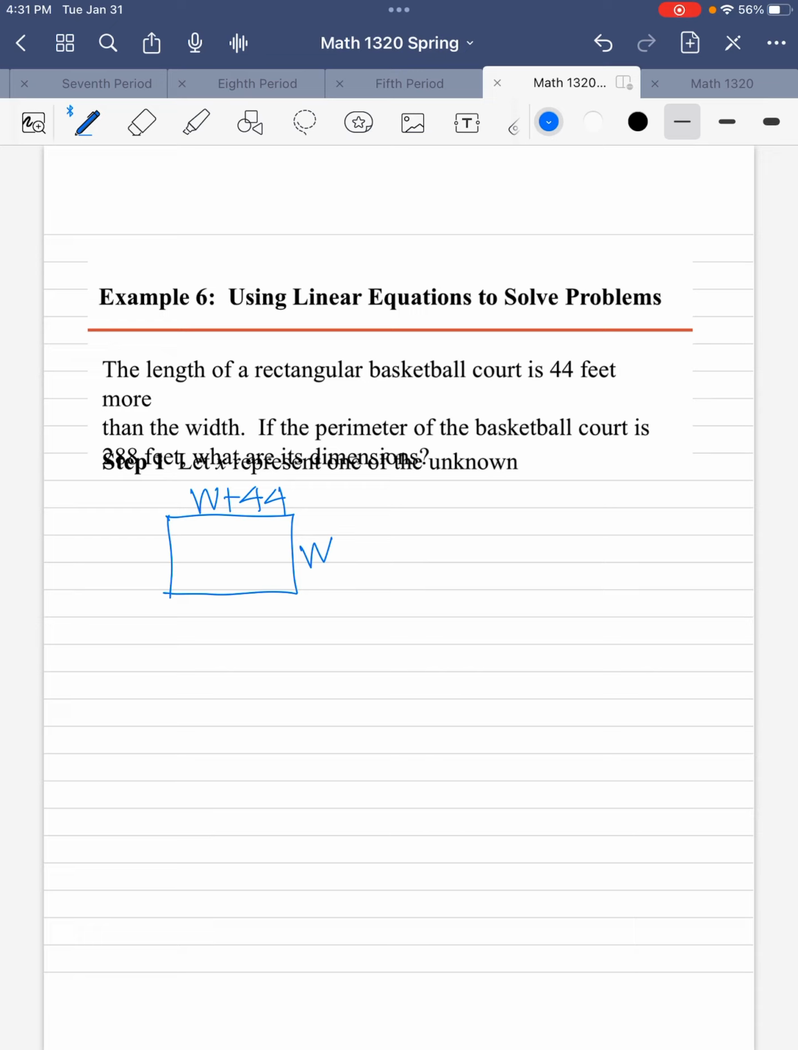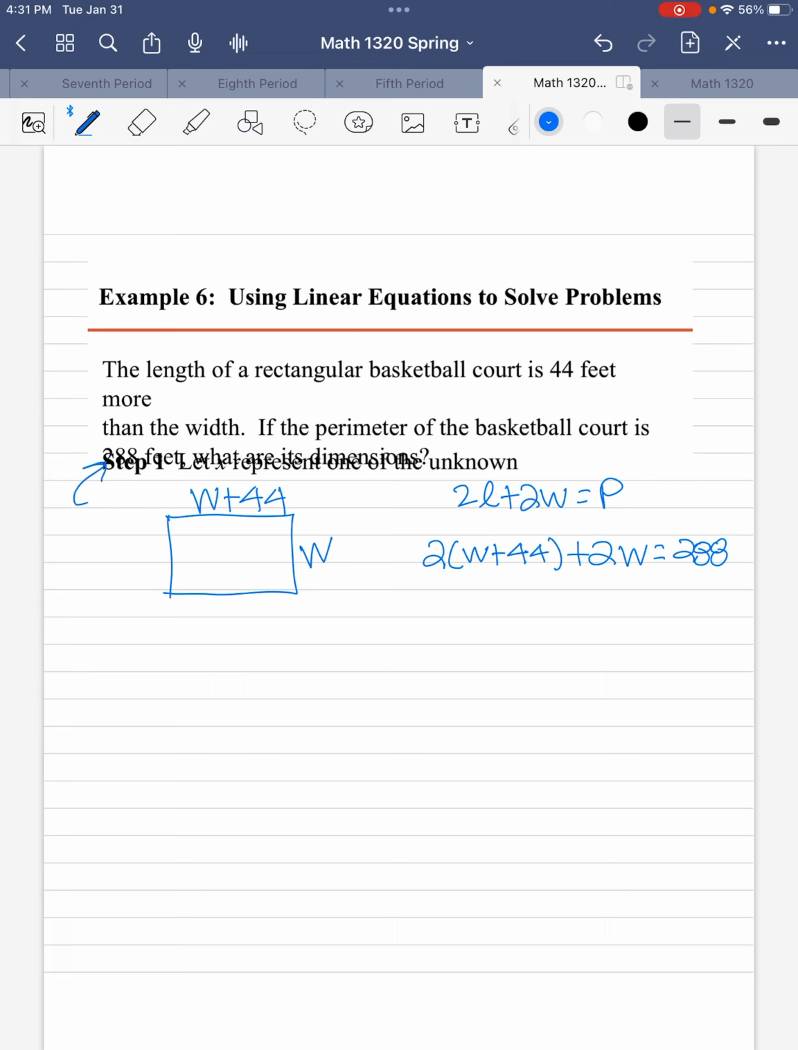And then to find the perimeter, we know how to find perimeter. It's 2 times length plus 2 times width, and that equals your perimeter. So I'm going to get 2 times the length, which is W plus 44, so 2 times W plus 44 plus 2 times the width, which is just W, is equal to 288. You can't see that 288, but it's right here where I just drew that arrow.